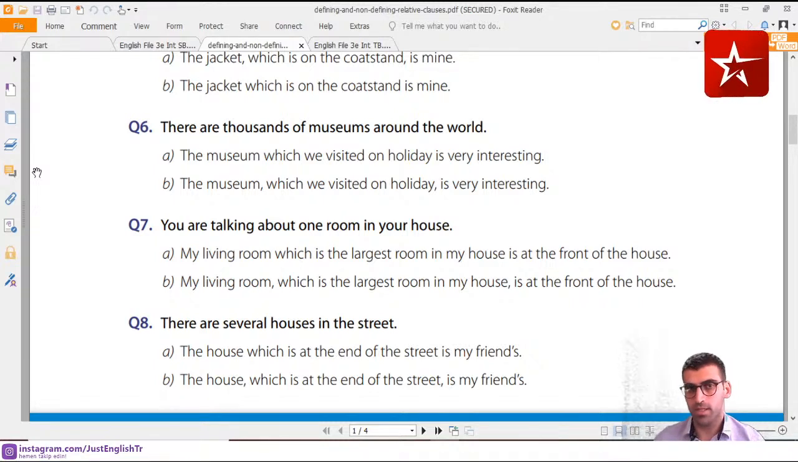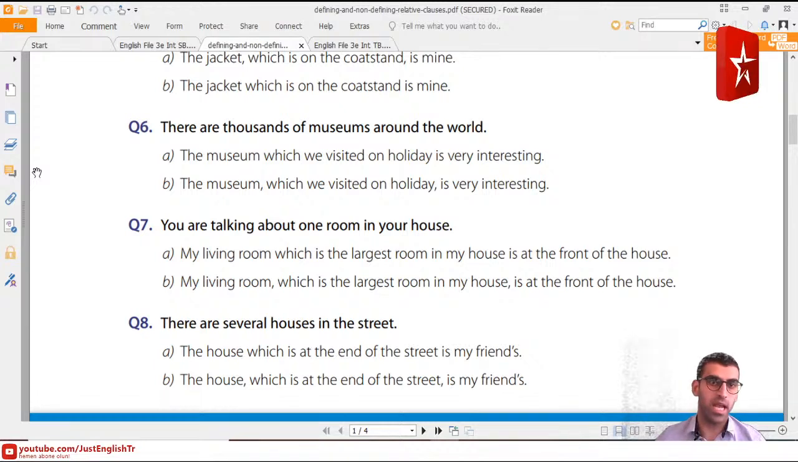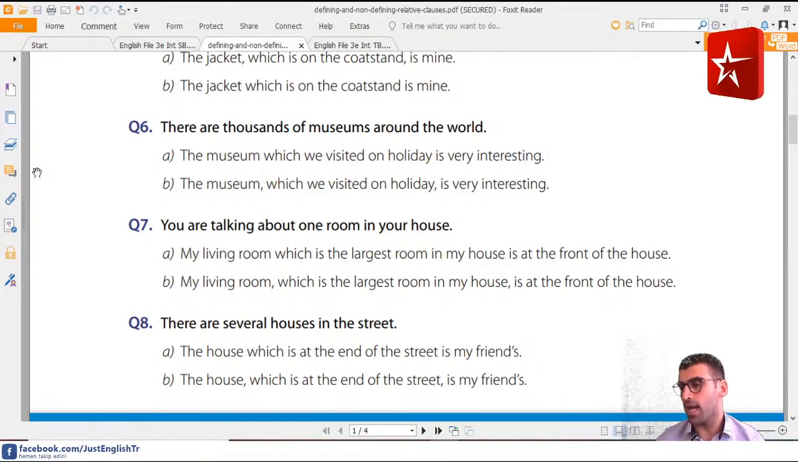Nijat says number 6 is A. Number 6 is of course A, because there are thousands of museums around the world. Which one, we don't know. That's why we have to use a defining clause. We should define which one we are talking about: the museum which we visited on holiday is very interesting. So question number 6 is A.